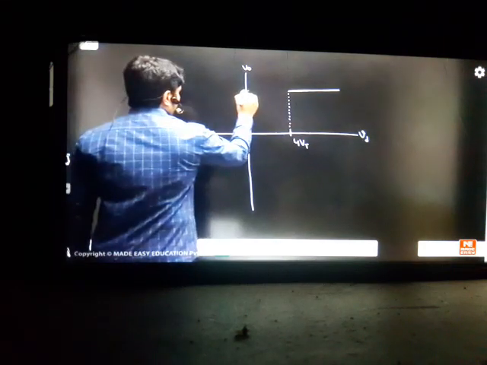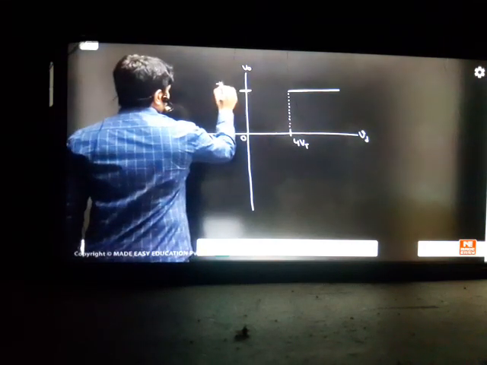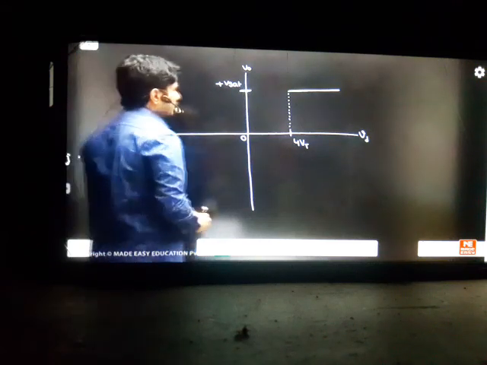So what is this constant? We call this constant plus V saturation in op amps. So we are getting some saturated output in this case. So how did you get the saturated output?